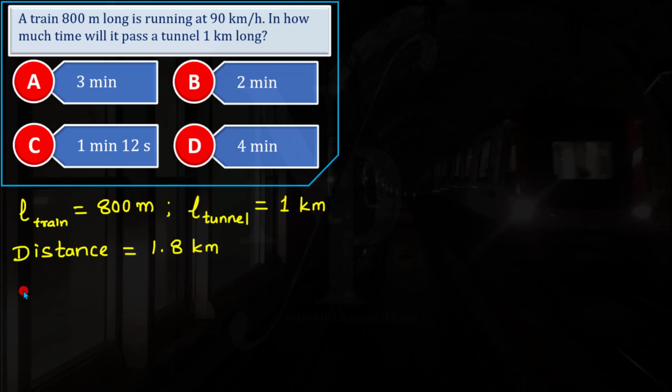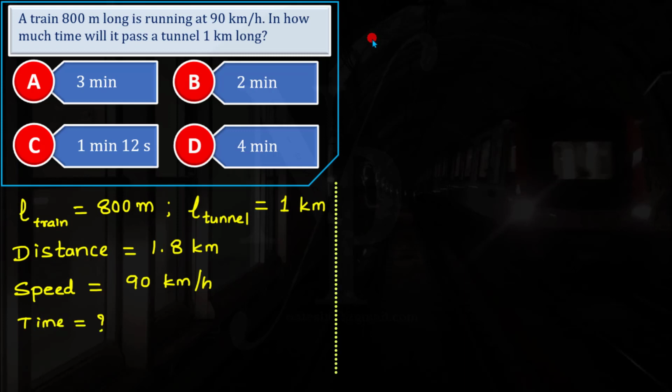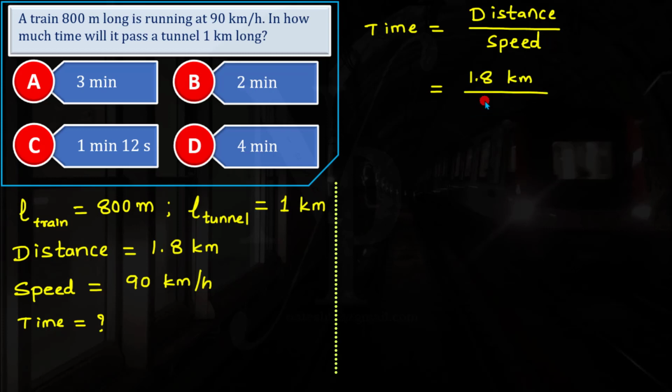And the speed of the train is given. Speed is equal to 90 km per hour, we should calculate the time taken by the train to pass the tunnel. So we have this formula, speed is equal to distance divided by time, from which we can write time is equal to distance by speed. Distance is 1.8 kilometers. Speed is 90 kilometer per hour.